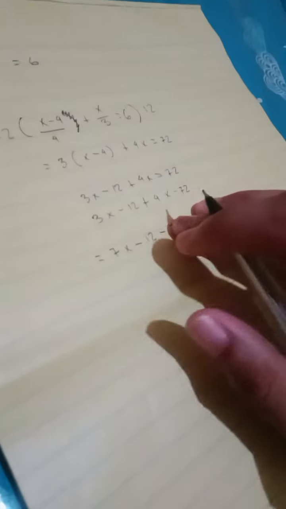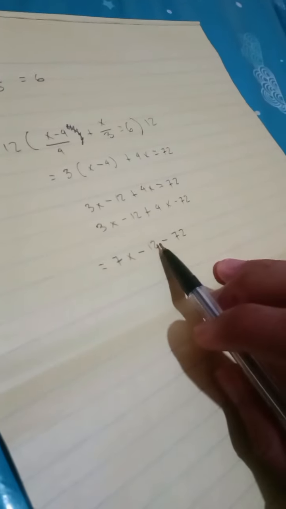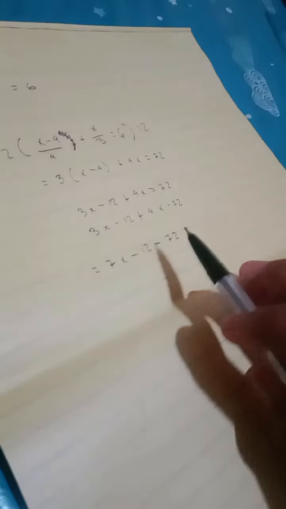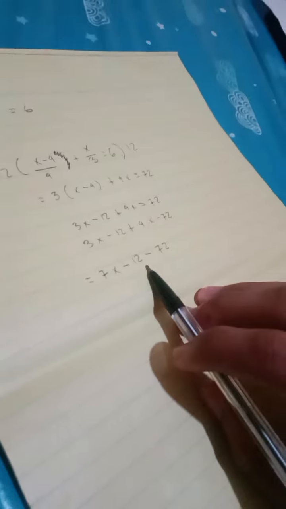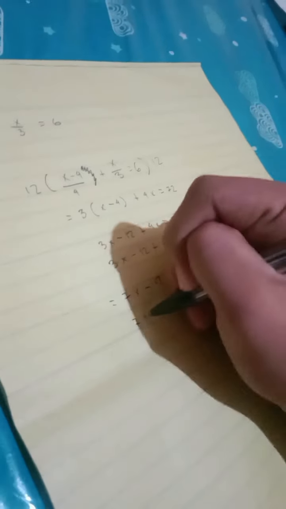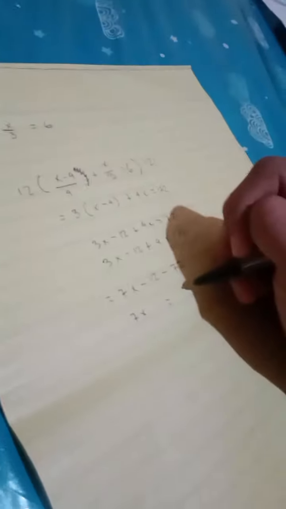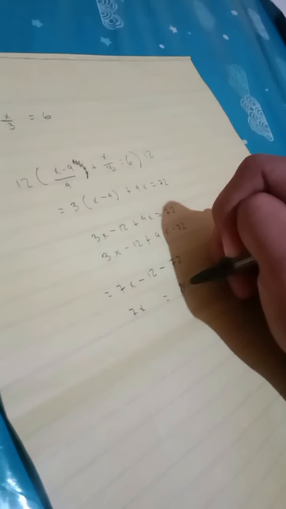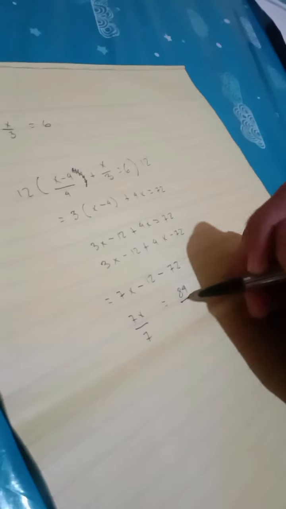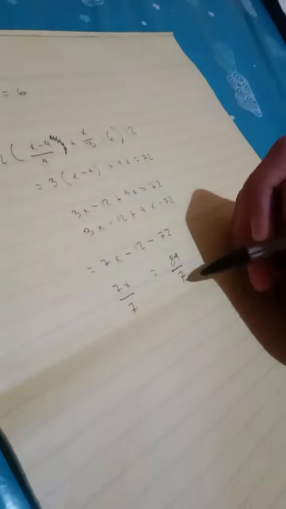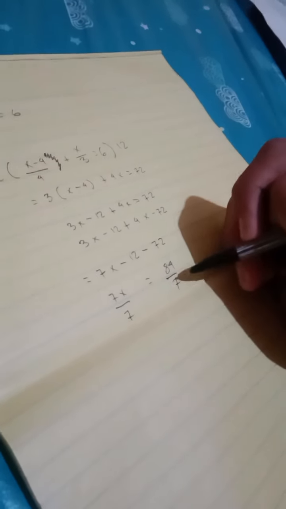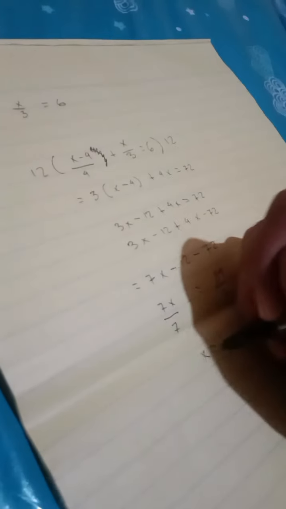Then combine the negative 12 and negative 72 to get negative 84, and the result will be 7x equals 84. I'm gonna put 7 over here and here. Then you're gonna divide this. 84 divided by 7 equals 12, and that is the answer.